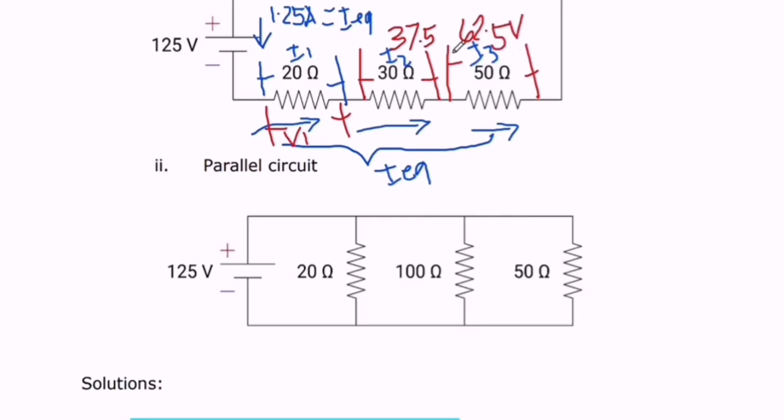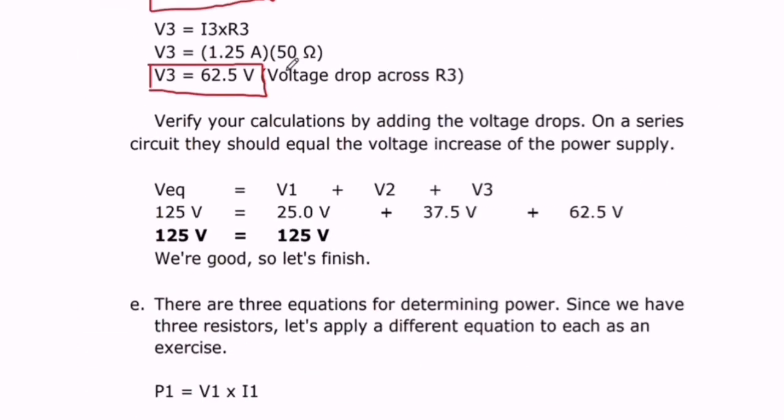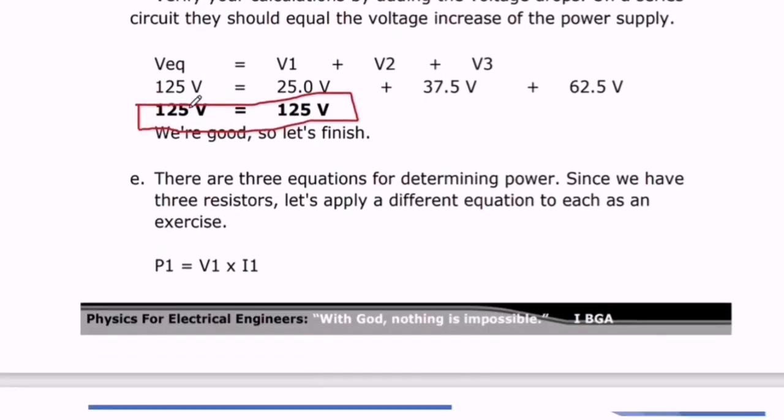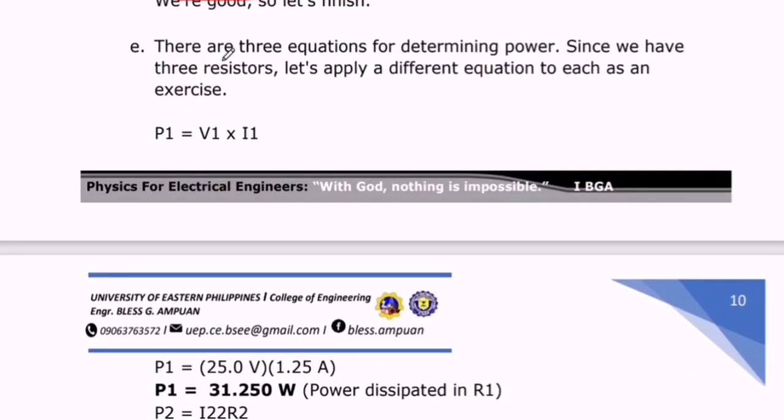If you are going to verify your answer, check whether the sum of the three voltages is equal to the total power supply, VEQ. Use this equation: VEQ is equal to V sub 1 plus V sub 2 plus V sub 3. VEQ is equal to 125 volts, V sub 1 is 25 volts, V sub 2 is 37.5, and V sub 3 is 62.5. If we sum up these voltages from V sub 1 to V sub 3, we get 125. They are equal, so we could say that the voltages you computed earlier are checked.